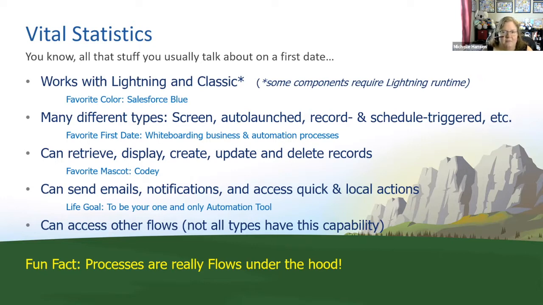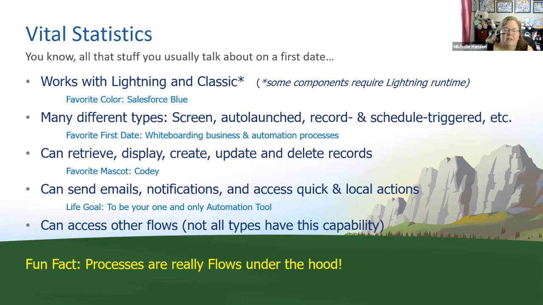So the cool thing about Flow is it's like Process Builder's older, cooler cousin. It can actually retrieve information from your database and display it. It can also create and update records, which Process Builder was able to do. And it can delete records. So lots of things that you can do with Flow that you were not able to do just with Process Builder before.